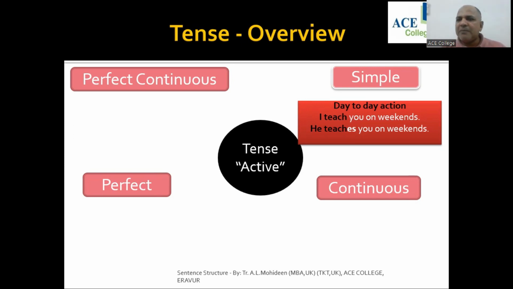And then if you have a future plan, that you are going to do the same thing the next day or next week or next month, then we call that simple future tense. The simple tenses are the tenses we use for our day-to-day activities. Simple present, day-to-day activities done in the past, simple past, and the day-to-day activities you plan for the future, simple future. This is what you have to be very clear about, because you have to understand the differences.